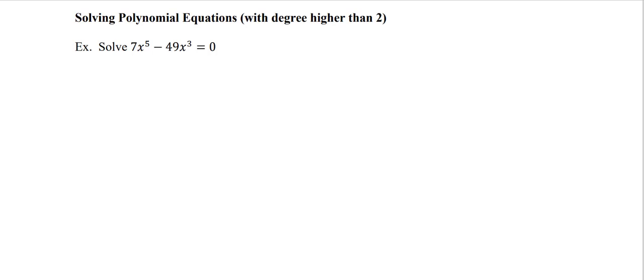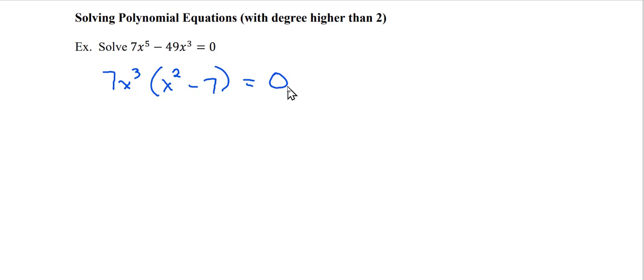Let's start with this example here. We're still going to use the same techniques that we have been using, specifically factoring if we can. And we're going to see more of this as the semester progresses. But for here, what I look at first is that the GCF, the greatest common factor here, is 7x cubed. So I'm going to factor that out. 7x cubed times x squared minus 7 is equal to 0.